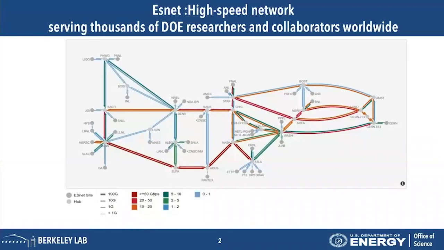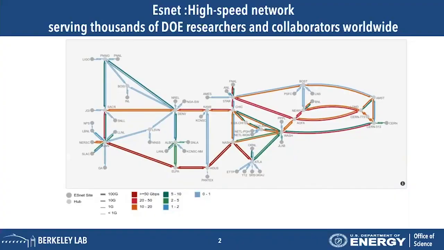ESnet is a high-speed network serving thousands of DOE researchers and collaborators worldwide. But it's becoming more complex as we grow. More than 40 DOE Office of Science labs and over 140 research sites are directly connected to ESnet, which means our network is complex and dynamic and will continue to grow. But things like delay, traffic congestion, and latency will jeopardize applications and prevent us from achieving our science mission.